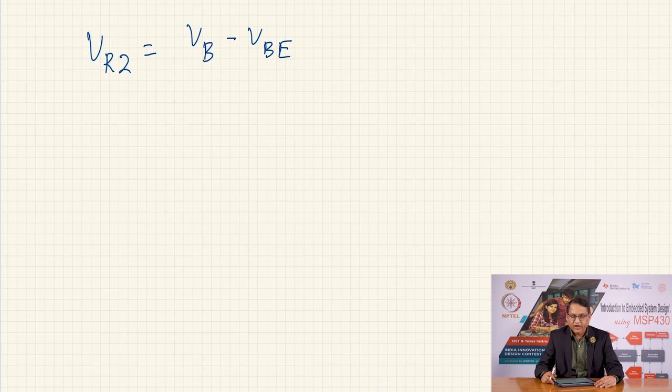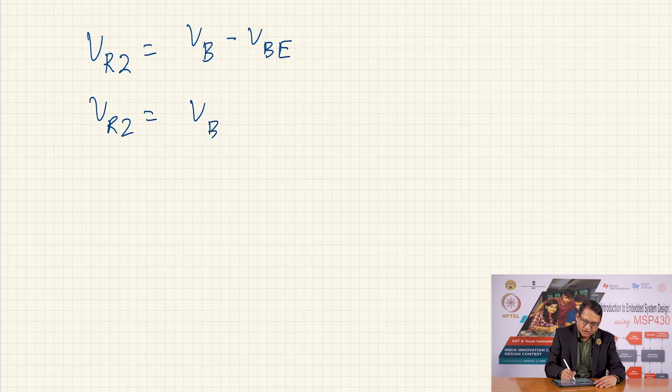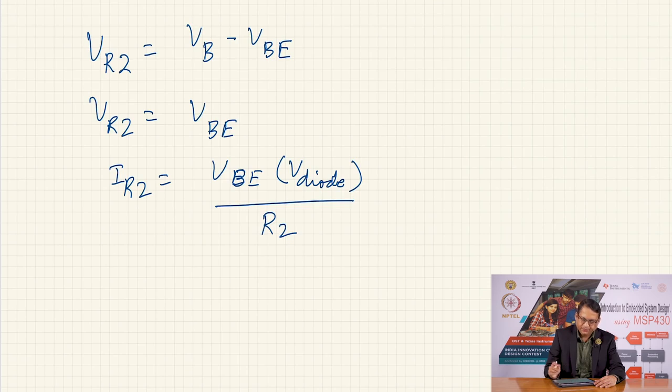And because we have used two diodes, VR2 is equal to the voltage drop across the second diode, which would be equal to VBE, because the second diode is also a silicon diode, and therefore, the current through R2, IR2, is equal to VBE, which in this case is actually V diode, divided by the value of R2.